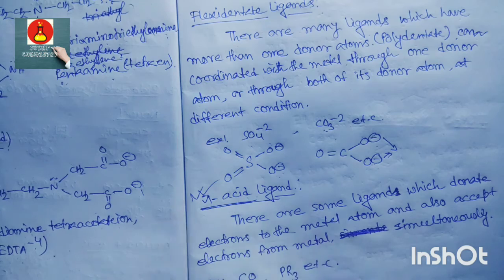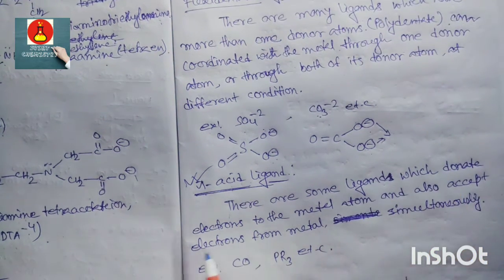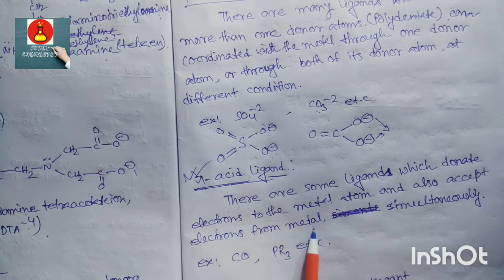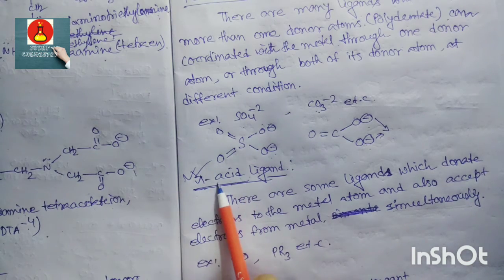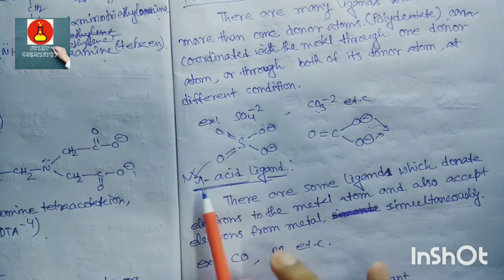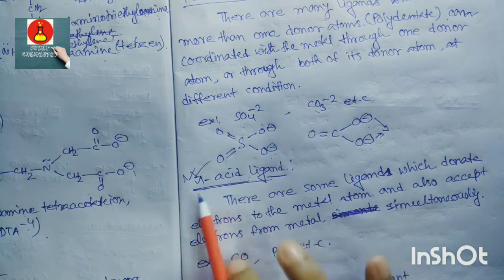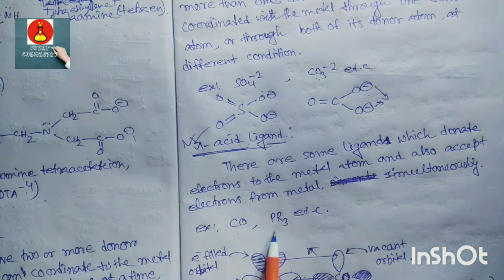very unique and special kind of ligand, the pi acid ligand. Now there are some ligands which donate electrons to the metal atom and also accept electrons from the metal simultaneously, and these kinds of ligands are known as pi acid ligands. Due to this unique name, pi acid, I'm going to tell you why it is named like this. The examples are CO and PR3.